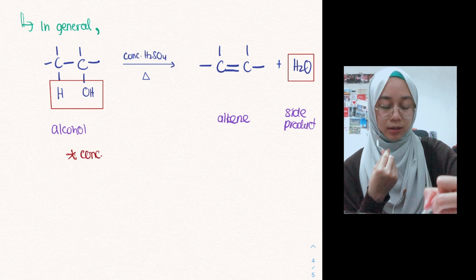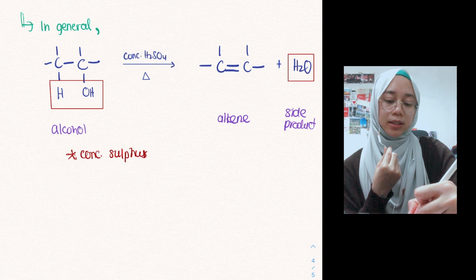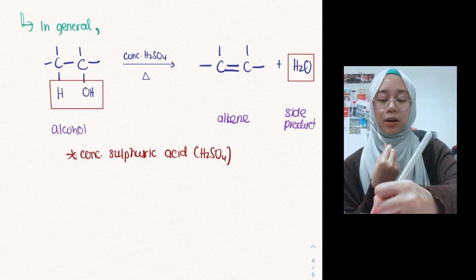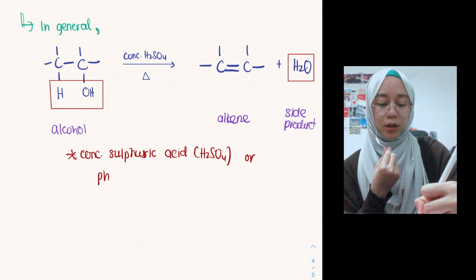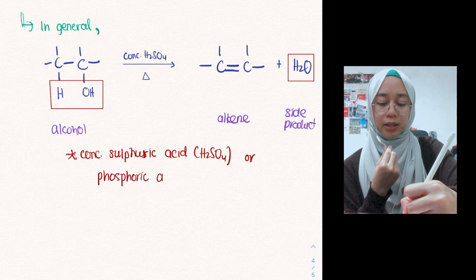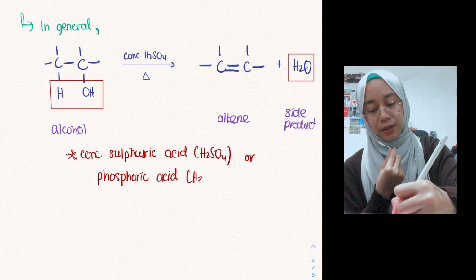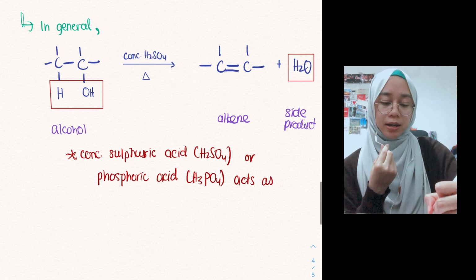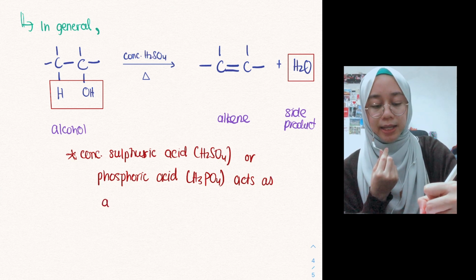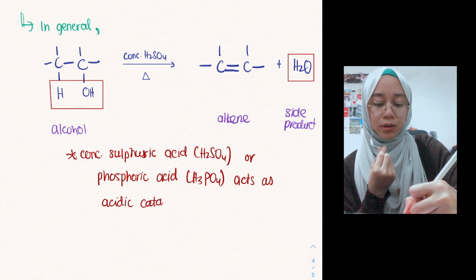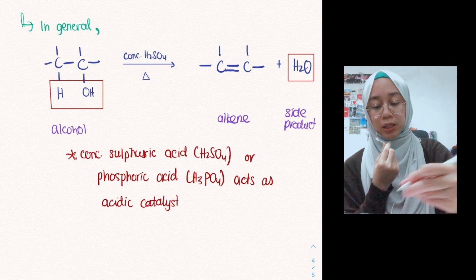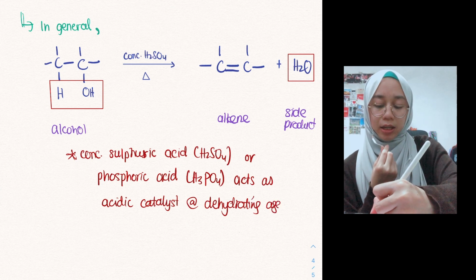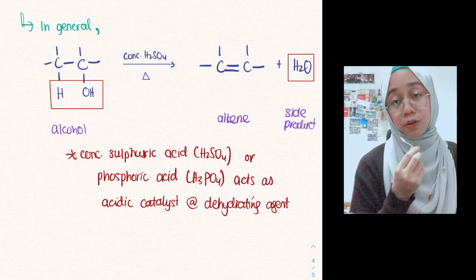Concentrated sulfuric acid, or its formula, H2SO4. Okay, or maybe we can also use concentrated phosphoric acid as the strong acid, so phosphoric acid H3PO4. So what is its actual role? It acts as a catalyst. Usually we call this an acidic catalyst, or because it removes water, when it removes water we call it a dehydrating agent. So that is the role of concentrated H2SO4 and also phosphoric acid.